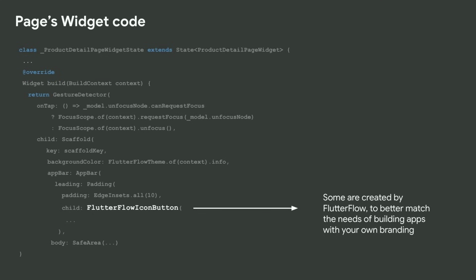So one example is customizing material components. We know that sometimes this is a little bit difficult to do, so we've created our own classes for a lot of these common UI elements so that they better match your own design system.